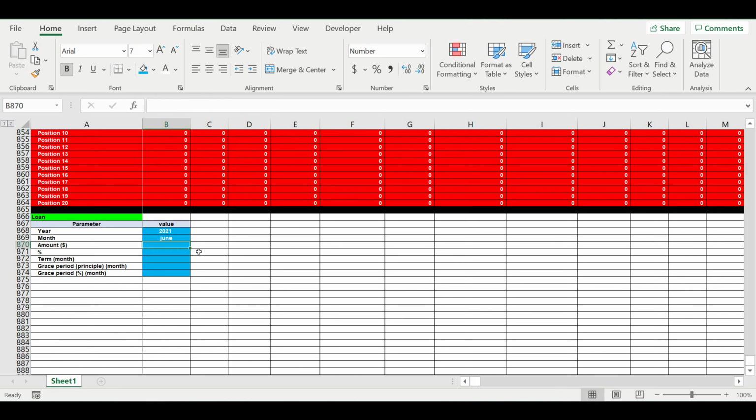Then we set up the amount of loan. The interest rate, for example, will be 5%. We'll take this loan for 60 months. We will have 12 months grace period for the payments of principal, and for example 6 month grace period for the interest.